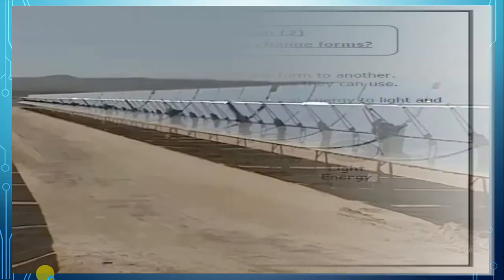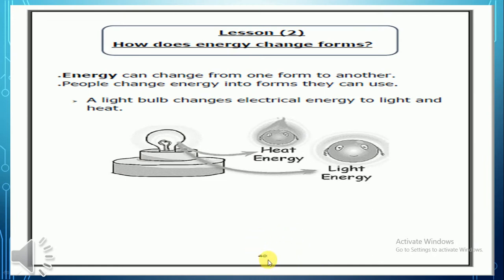Okay, so let's now move to booklet page 40. Energy can change from one form to another, like here, energy changes from electrical energy to light and heat energy. Okay, people can change energy into forms they can use. Like when we eat food, we change chemical energy into kinetic energy. A light bulb, again, this is a light bulb, changes electrical energy to light and heat energy.